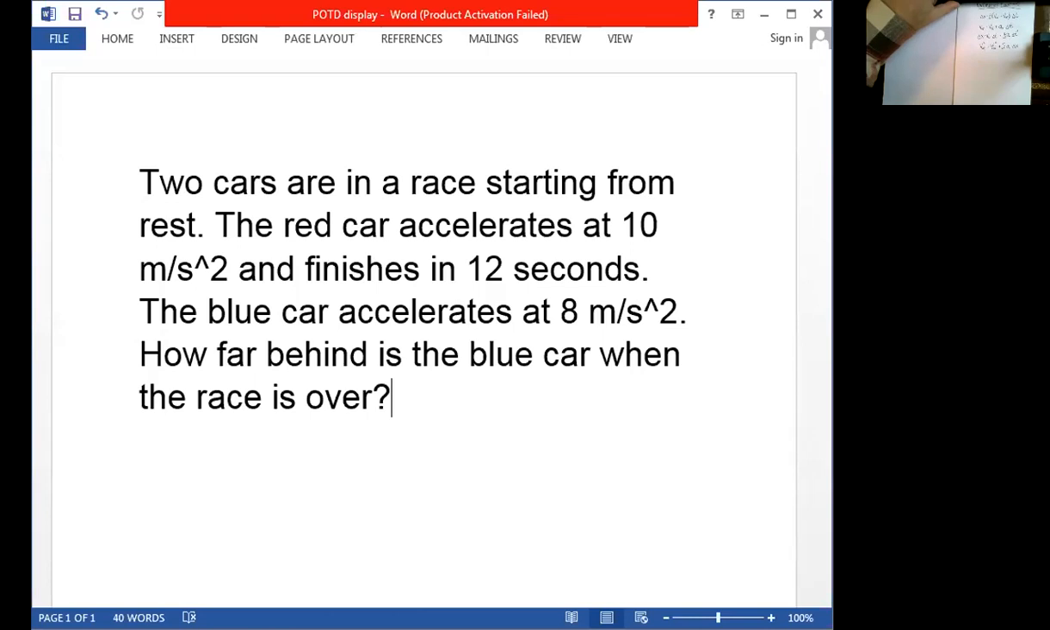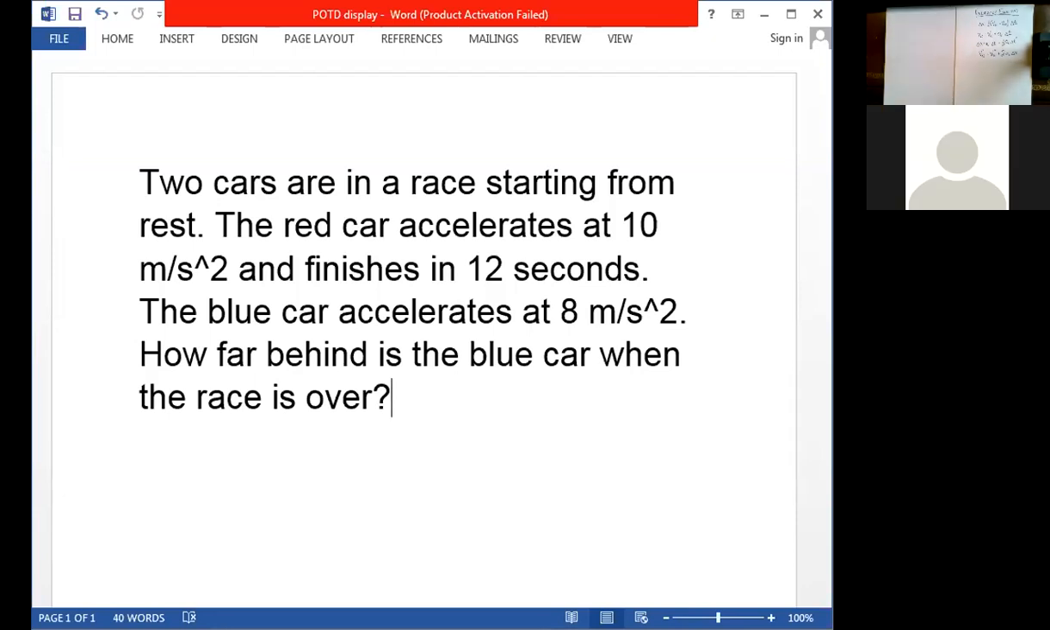So can somebody start and tell us one thing that is given to us in this problem? So we got the initial velocity for both cars. Yeah, the initial velocity for both cars is the same, right? What's that going to be? It's going to be 0. Yeah, so they both have an initial velocity of 0. Okay, good. Thanks, Jose.